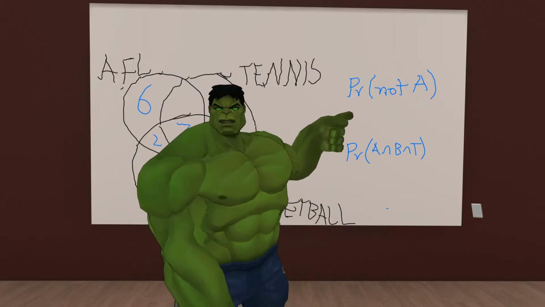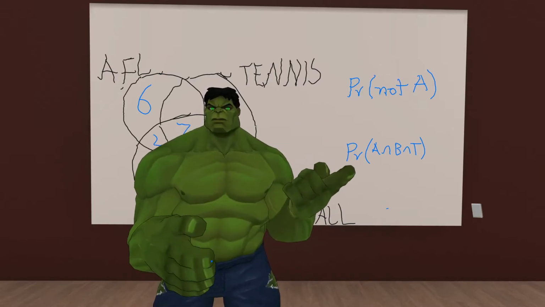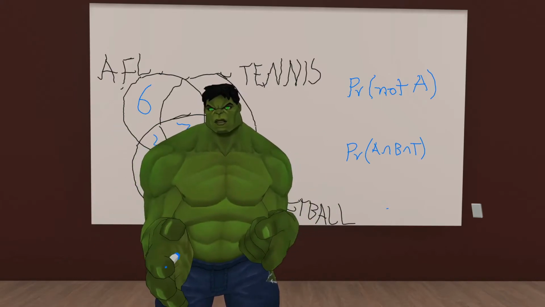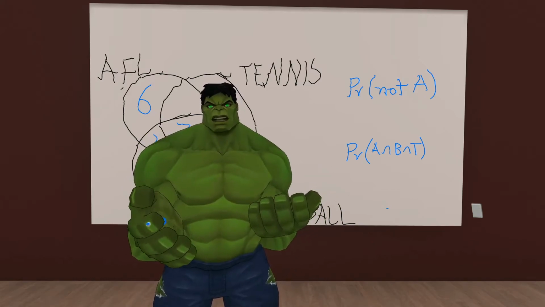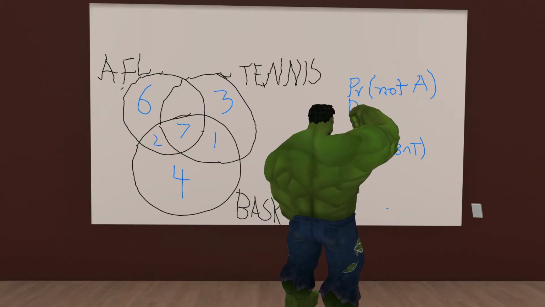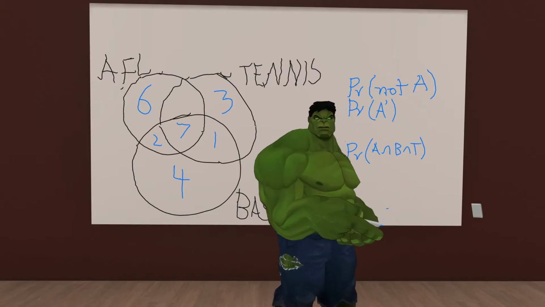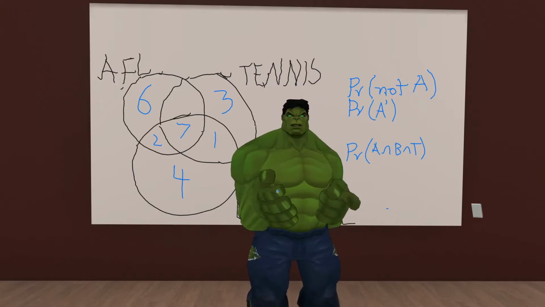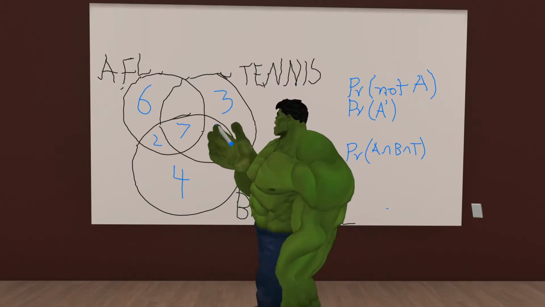So what is the probability of not AFL? So a new form of communication, when we want something which is not that, or we want everything else, what we do is we put a little dash next to it. So it looks like this. So you can see my little dash next to my A, and that means we want everything that's not in A. Let's have a quick look at our circles.